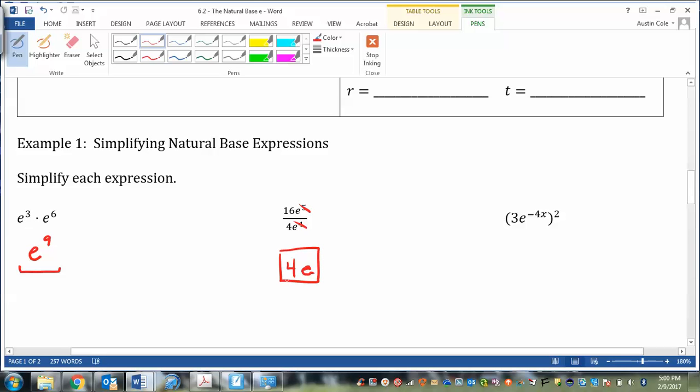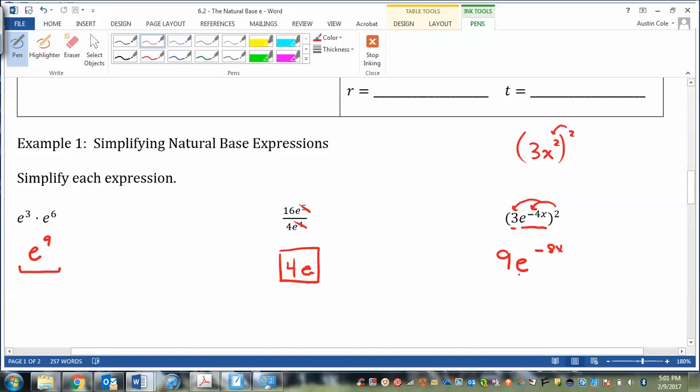Okay, this one's a little bit different. I'm squaring both of these things, the 3 and this whole e to the negative 4x. So I need to distribute my 2 essentially to both. And 3 squared is going to give me 9. And then if I had 3x squared, and that's squared, I'd have to multiply my exponents. So I have to multiply this. I'd get e to the negative 8x.